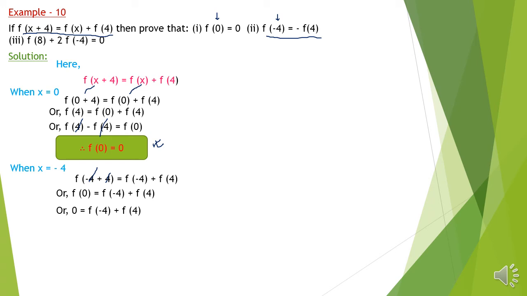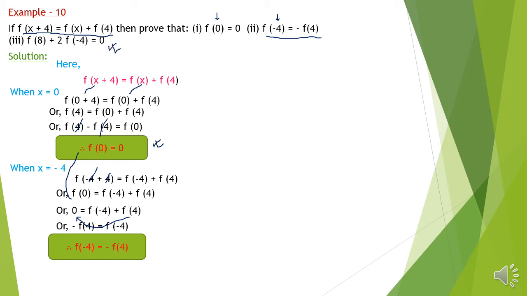0 is equal to f(4) plus f(-4), and we can change the position of value according to our need. According to our requirement, this f(4) must go to left hand side. So you can see f(-4) is equal to minus f(4). So it's easy. We just have to remember to use the result of first part, isn't it? f(0) equal to 0, this result we derived here. So if we forget this, then we will get stuck here. Next is we have to find the value. This next is the third one.